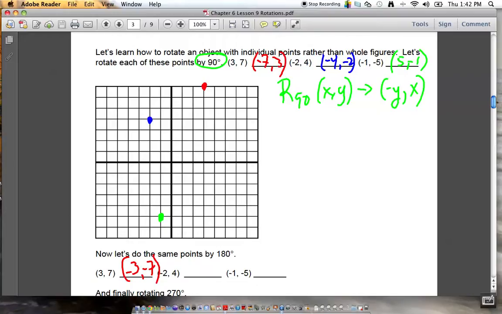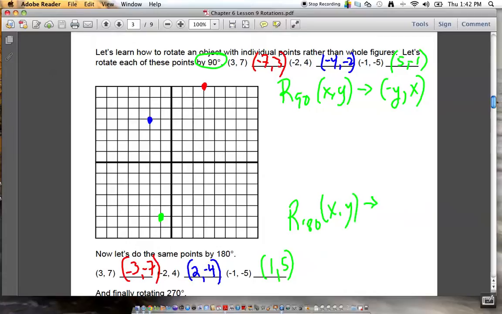Take the point negative 2, 4. Rotate it 180 degrees. What do we get when we do the 180 degree rotation? You get positive 2, negative 4. Good. And now, turn the green point we started with, negative 1, negative 5, turn that 180 degrees. Negative 1. I mean 1, 5. Positive 1, 5. Good.